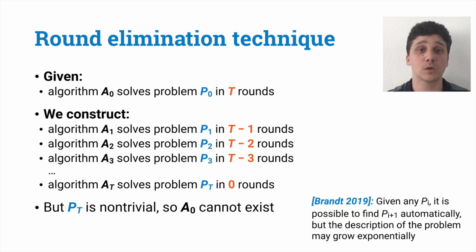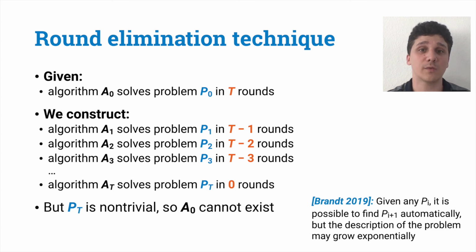A good news is that from last year, we know that such family can, in theory, be defined automatically. In fact, given the description of Pi, we can generate mechanically the description of Pi plus 1, a problem that is exactly one round easier. The bad news is that such description could be exponentially larger than the description of Pi.